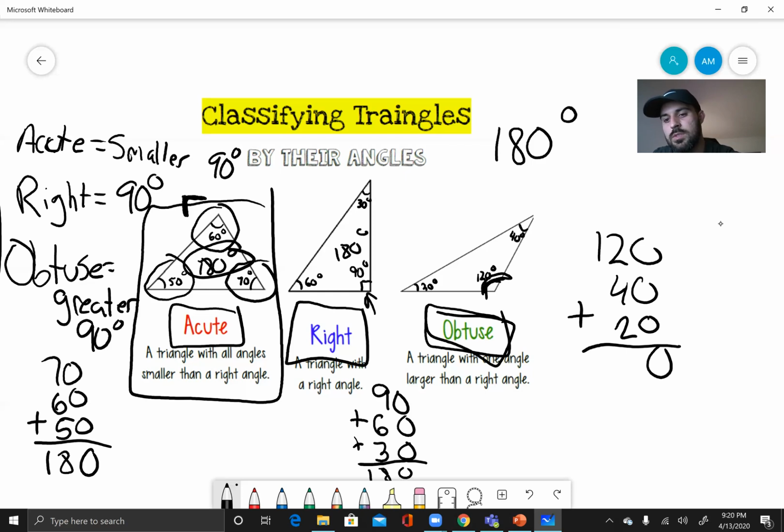2 plus 4 is 6, plus 2 is 8, 1. Once again, 180 degrees. All the triangle's angles added together will always give you 180 degrees. Never fails, okay? So now, how do I identify?